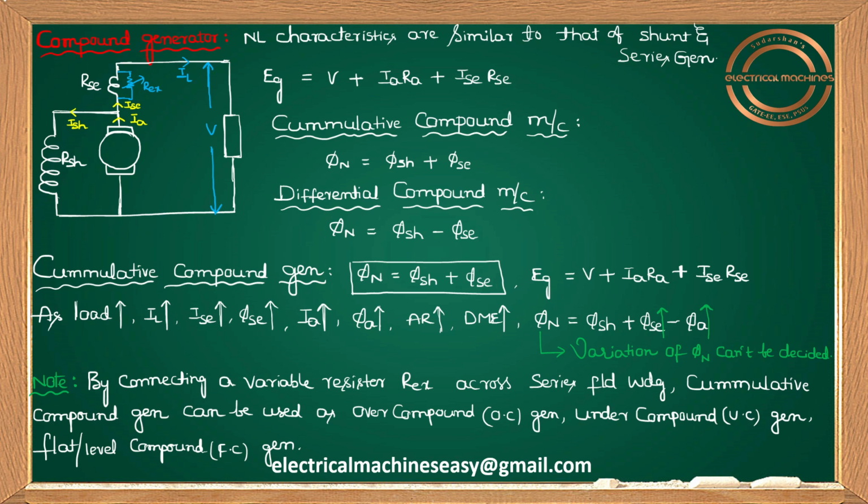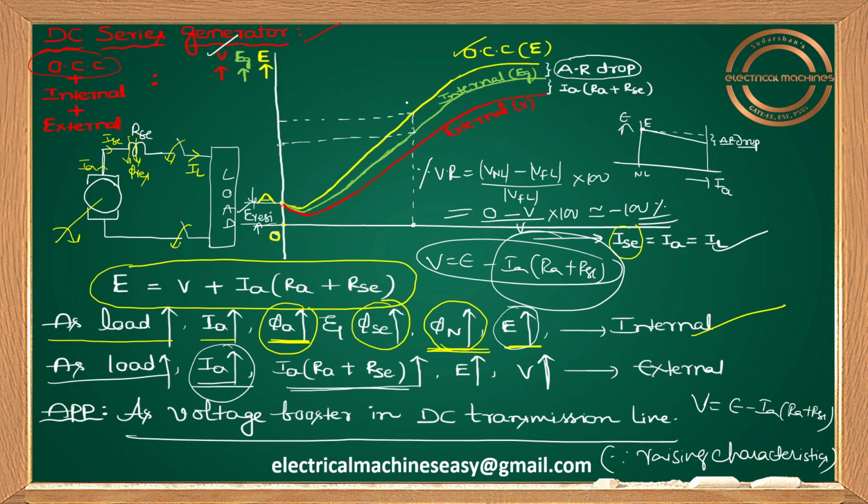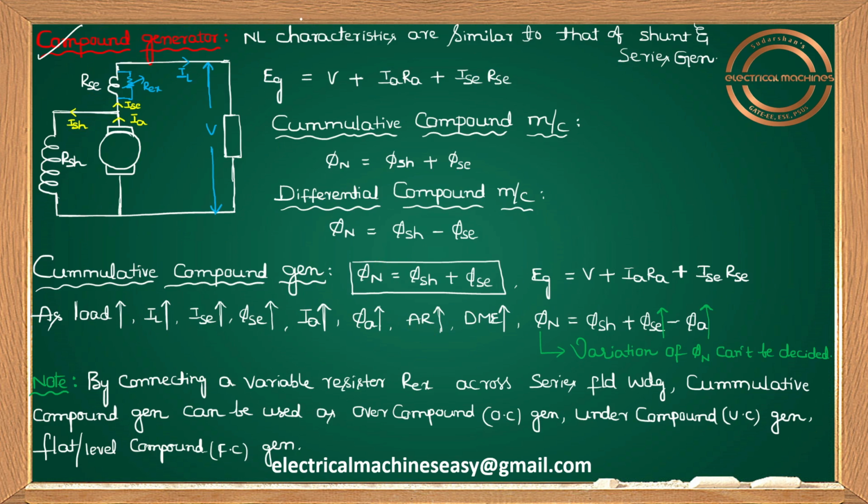Let me go for the compound generator. Okay, see, every time there is no need to explain this OCC, because OCC will be almost all same for separately excited, shunt, series, as well as for compound also. And internal characteristics also there is no need to explain every time, because if you draw external characteristics, indirectly the internal is there, because V equal to E minus something. So obviously if you draw external, that is enough for us. So from now onwards I'll be drawing only external characteristics here.